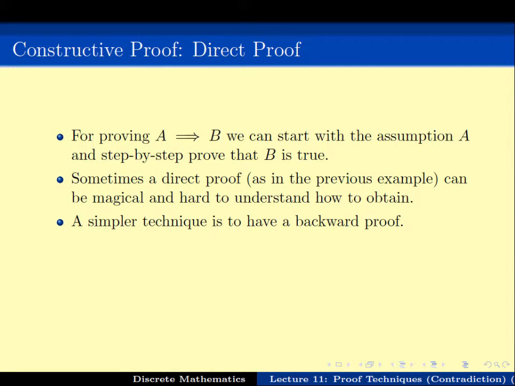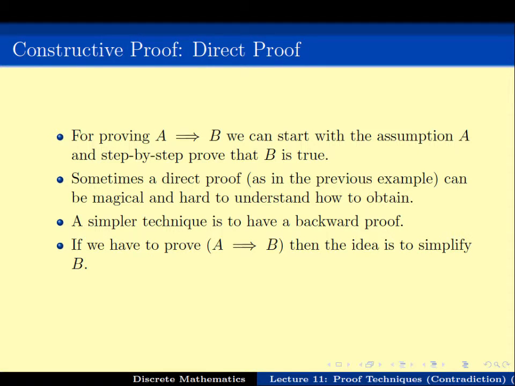Backward proof is a simpler technique. The idea is that instead of starting from A and slowly massaging it to get B, you start from B. You start simplifying B. And if you can simplify B to something like C, then proving A implies B is the same as proving A implies C. And proving A implies C can be an easier job because you have simplified B to get C. So this is the main thing of the direct proof.